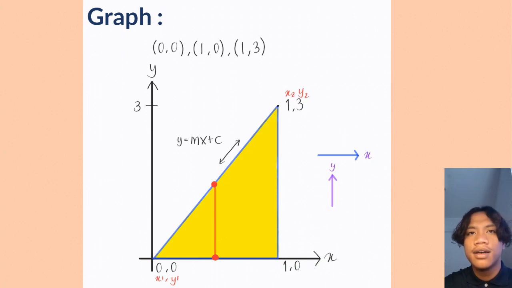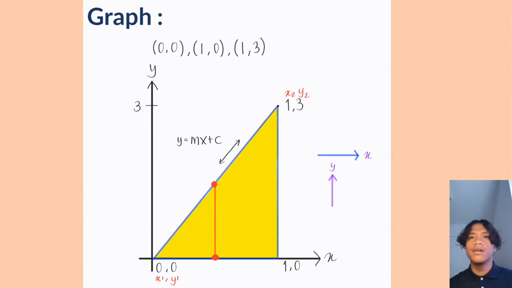Okay, to get the limit, we need to see from the x-axis and the y-axis. As for the x-axis, it is from 0 to 1. And for the y-axis, we can see after we plot the line from the middle, from 0 to the gradient of this triangle, we need to use the formula for gradient, which is y equal to mx plus c.